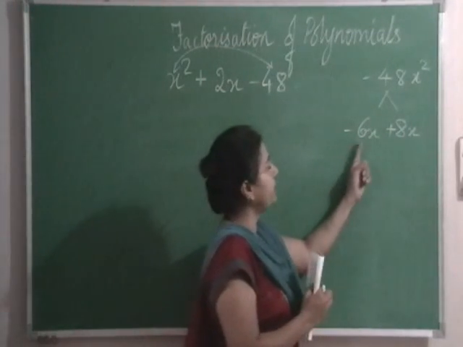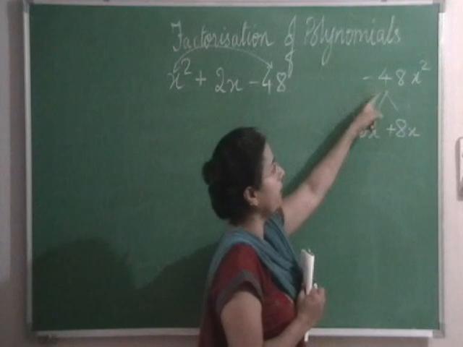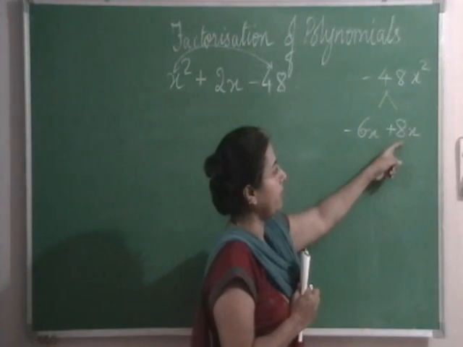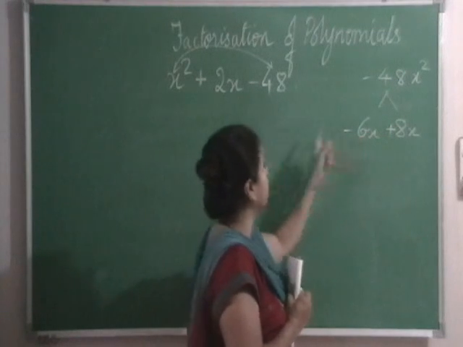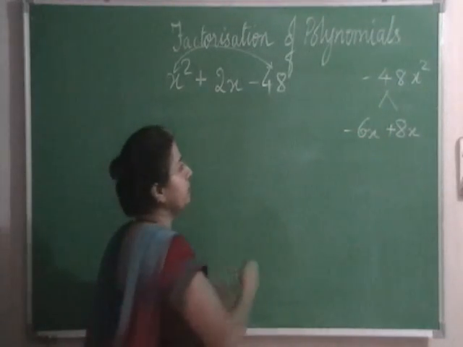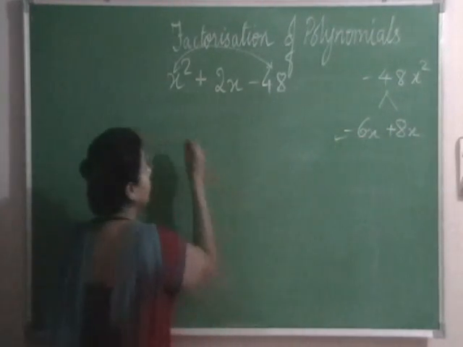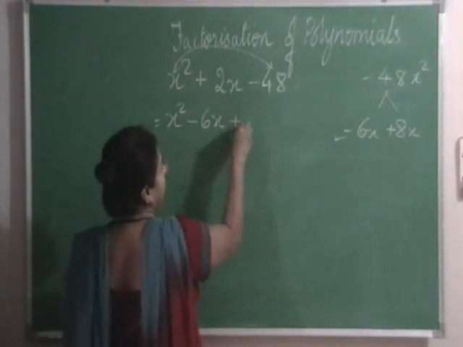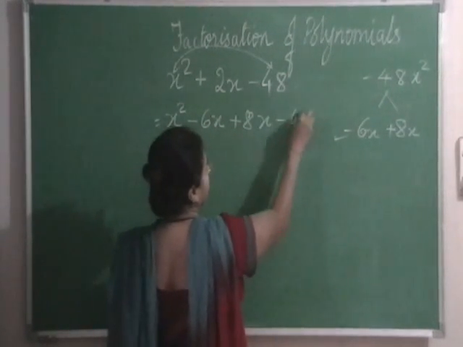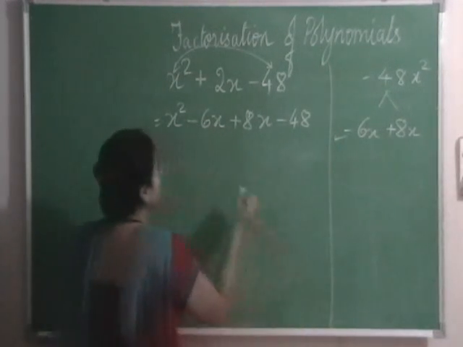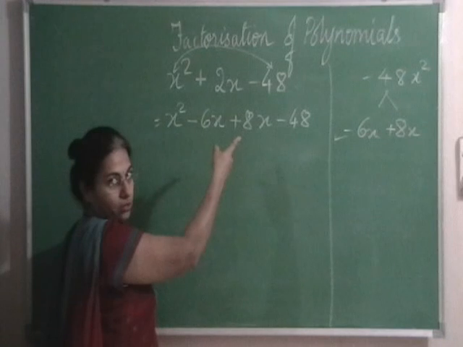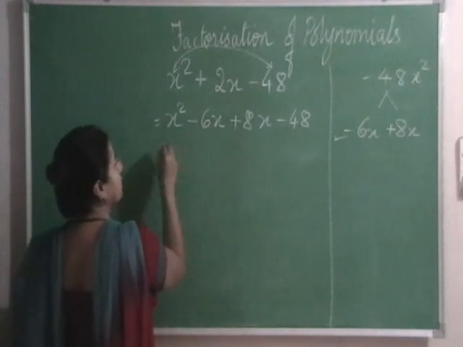When you multiply minus 6x with 8x, you get minus 48x square. And when you subtract 6x from 8x, that is 8x minus 6x, it gives you 2x. That means these are the correct factors. So x square minus 6x plus 8x minus 48. Now you may write 8x first and minus 6x later on. The meaning is same. The answer also comes right.